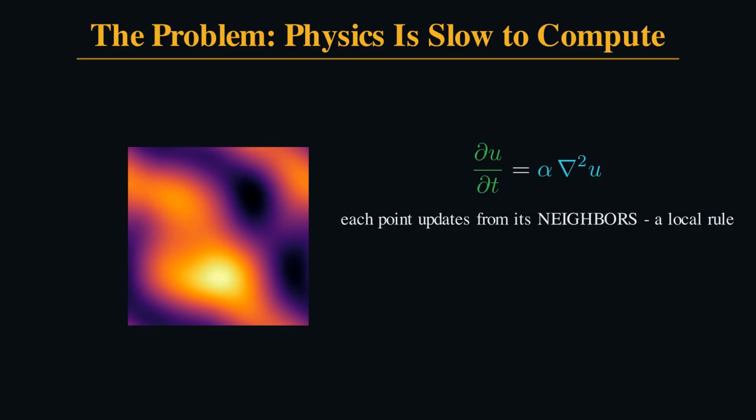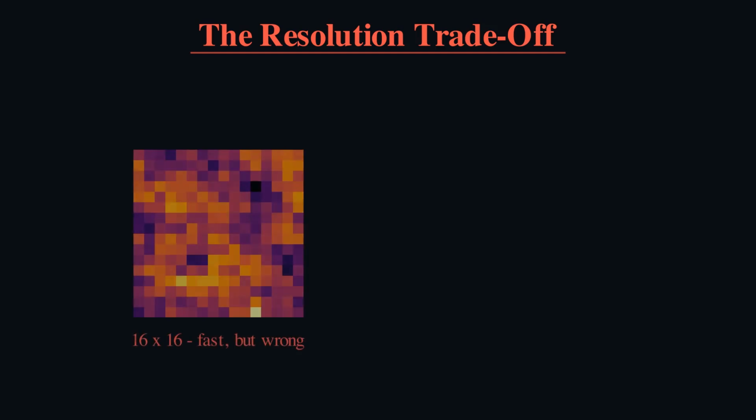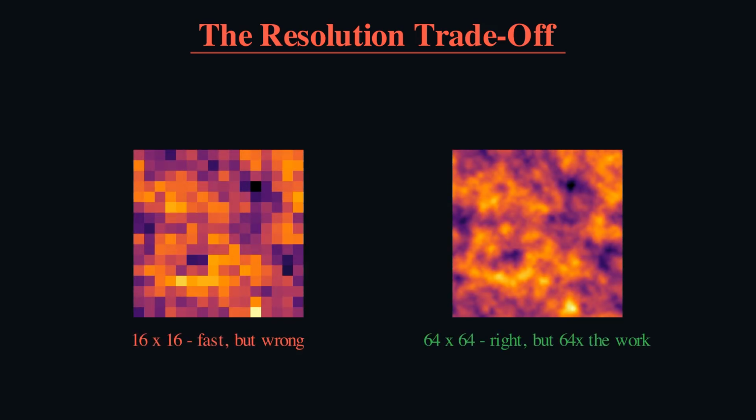Watch the rule run. To compute it, we chop space into a grid, and here is the trap every solver lives in. A coarse grid is fast and wrong. A fine grid is right and brutally slow. Double the resolution in 3 dimensions and time, and the cost multiplies by 16.